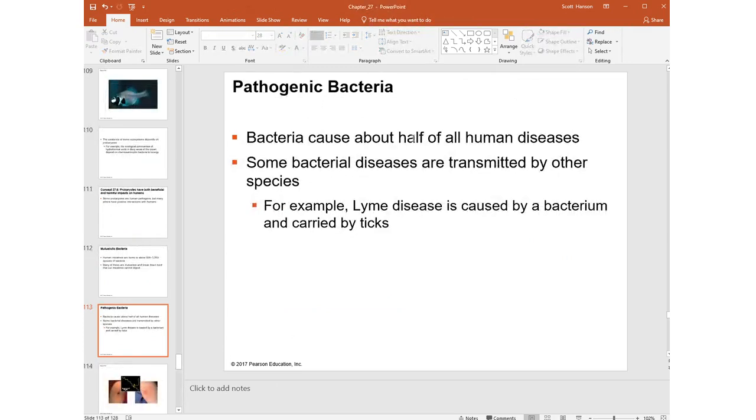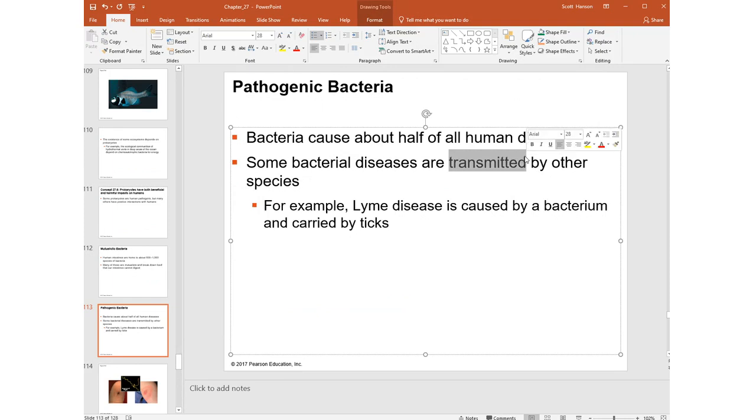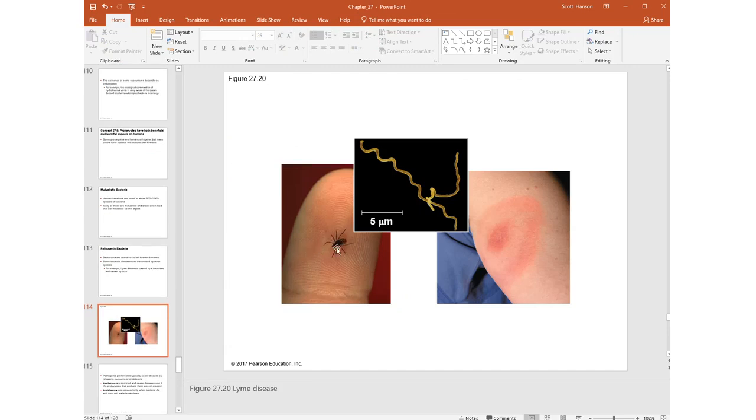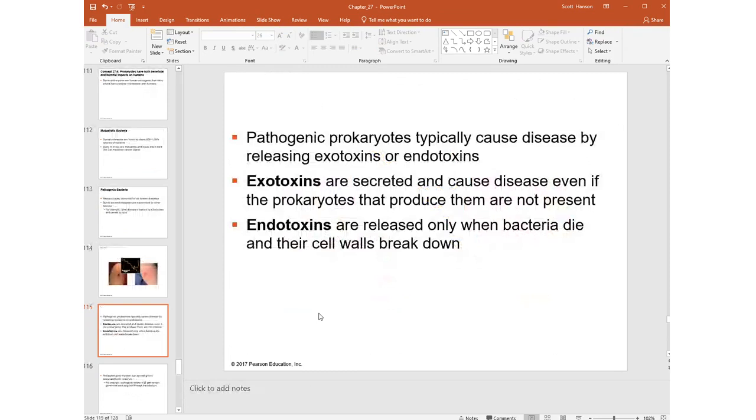So they cause about half of all human diseases, and some bacterial diseases are transmitted by other living species, like Lyme disease, the rickettsia that cause Lyme disease. It's basically carried and transmitted by ticks. And some of these ticks, like the deer ticks, can be very, very small, almost just a small speck, and it's a spirochete that causes that. And in 2/3 of the cases, it leaves a red mark, but in about 1/3 of the cases, it doesn't leave a red mark. So just because there's no red mark doesn't mean you don't necessarily have Lyme disease from that tick bite.